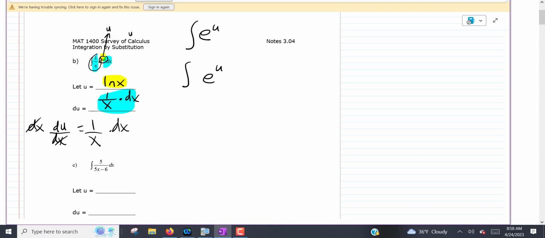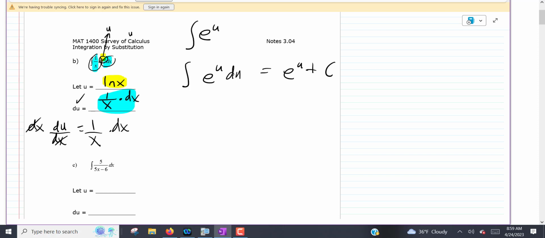What does the 1 over x dx turn into? What does the answer blank say? It says it's equal to du. So there's your integral right there. So you've turned it into a very easy integral that you can do in your head now. Okay? All right, so the antiderivative of e to the u is e to the u plus c.